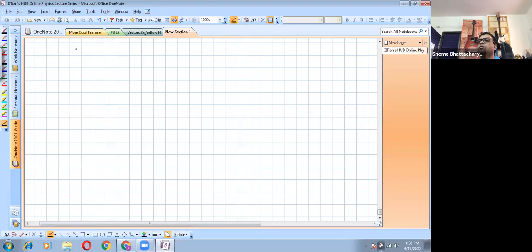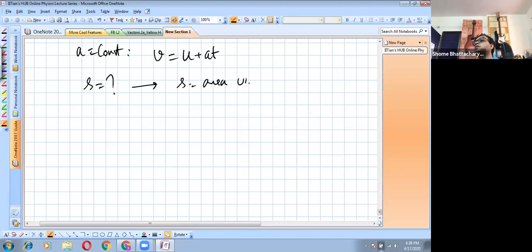So we have got so far where we have understood that if A is constant, then V is equal to U plus AT. Now next thing is I want to find displacement. So for displacement, I'll use the concept that displacement is the area under the velocity versus time graph. Okay. So let's take the simplest case of these graphs where U and A are both positive, and let's derive the formula for it.